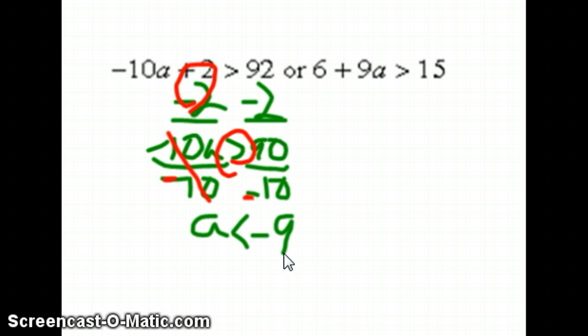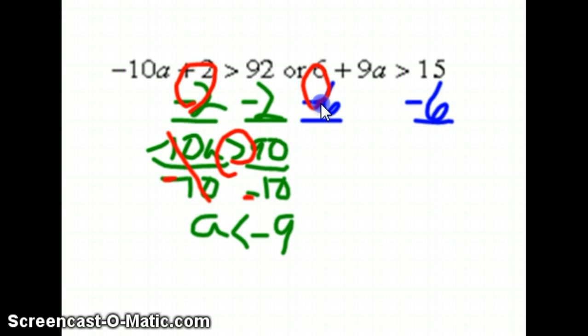So that's the first part of this inequality. On to the second one. 6 plus 9a is greater than 15. It's the same type of thing. We have to get the variables on one side and all our constants on the other. So I'm going to start by getting the 6 to the 15 by doing the opposite of positive 6, which is negative 6. So we subtract 6 from both sides.